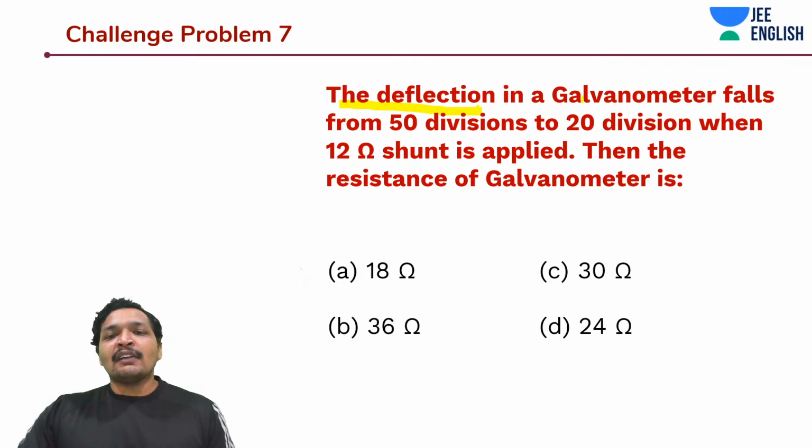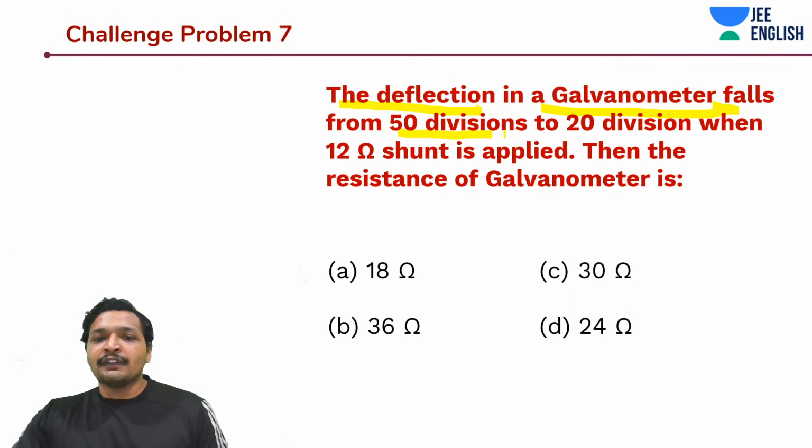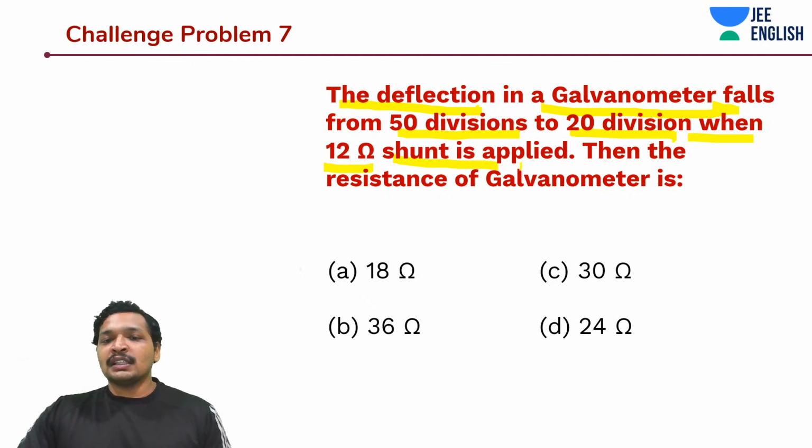So deflection in a galvanometer falls from 50 divisions to 20 divisions when a 12 ohm shunt resistance is applied.